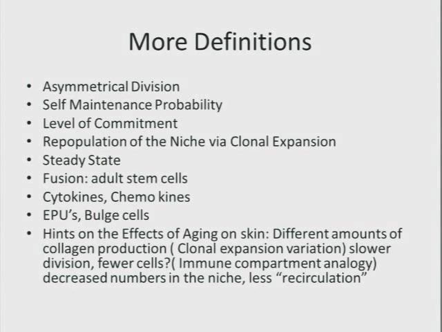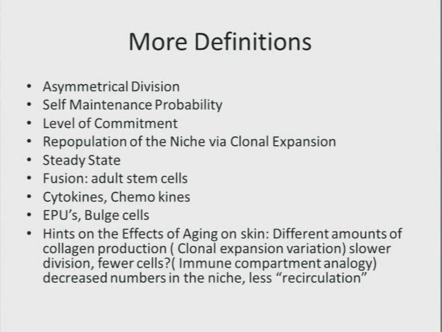Steady state. Ideally, the niche, this place where stem cells come from, is in a steady state. It's regulated that way. It shouldn't be expanding any more than it needs to replenish the demands of regenerating the body and tissues. But as we age, you'll see the steady state changes, and the steady state declines.